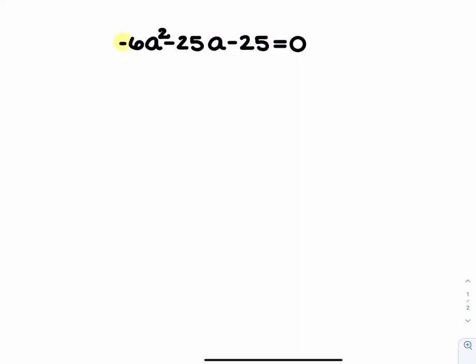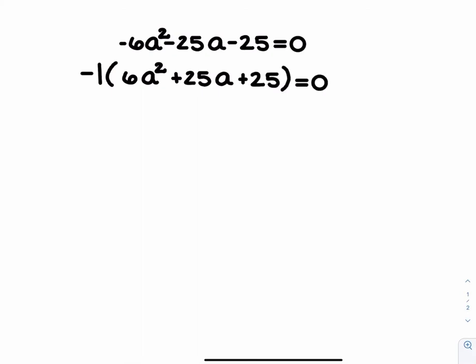So the next thing is we would really like that leading coefficient to be positive. Since this one is negative 6a squared, let's factor out a negative 1. Ultimately, by factoring out a negative 1 from each term, it's going to make factoring the remaining trinomial much easier. To factor the remaining trinomial, consider this technique.